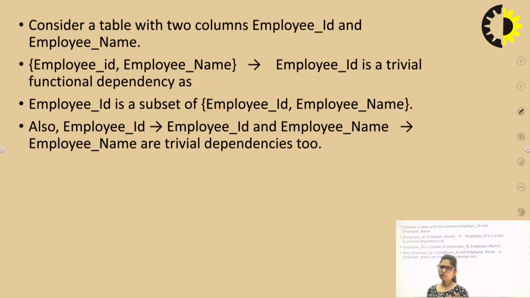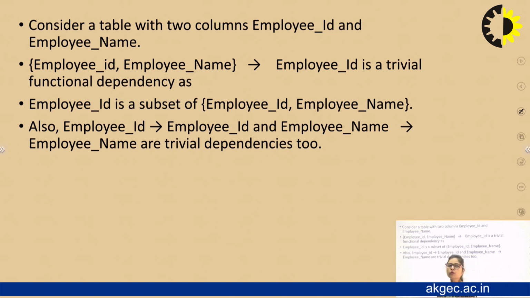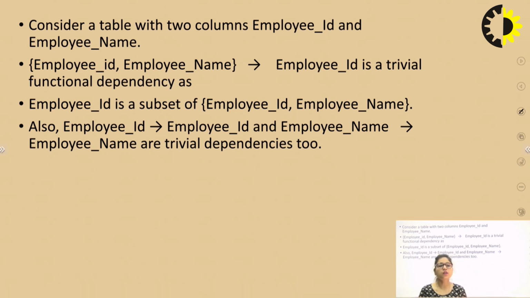The next is, consider a table with two columns, employee ID and employee name. Employee ID is a trivial functional dependency because in this example, employee ID and employee name determines employee ID. Now, employee ID can already determine itself because any attribute can always determine itself. This is the example of trivial functional dependency. The next is also employee ID determines employee ID and employee name determines employee name. These both are the example of trivial functional dependency.